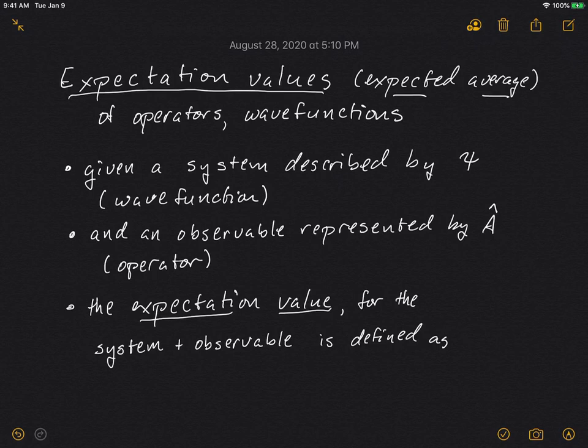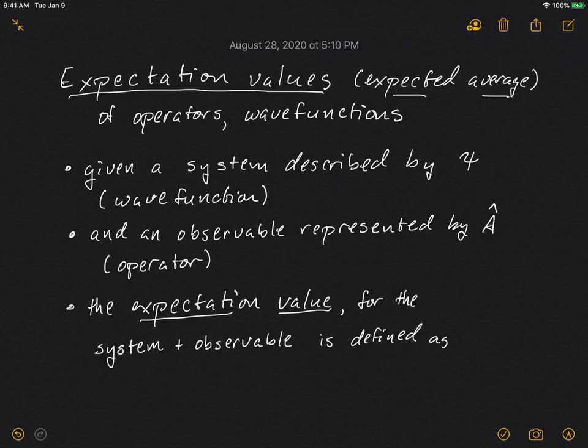If we have a system described by a wave function psi, so our system is in that state, and we're interested in some observable, right? Some quantity that we want to measure about the system, and that observable is represented by an operator. We'll call it A. So far this is just some generic state and some generic operator. We don't know the details about what measurement they represent, what kind of state the system is in, or what kind of system it is.